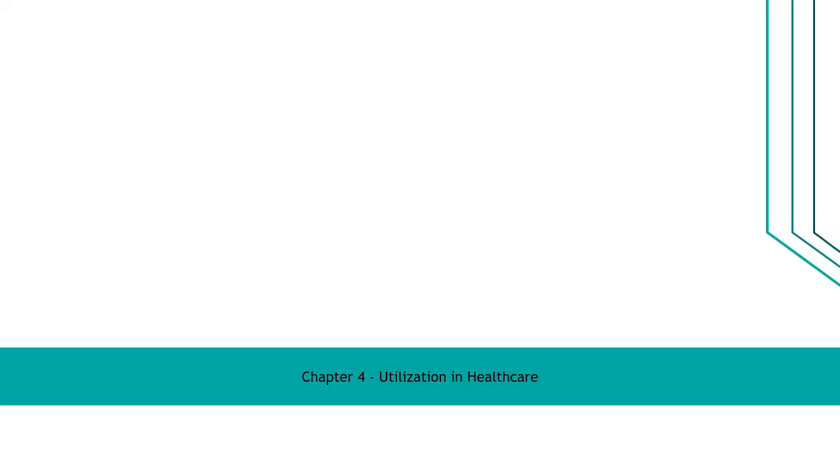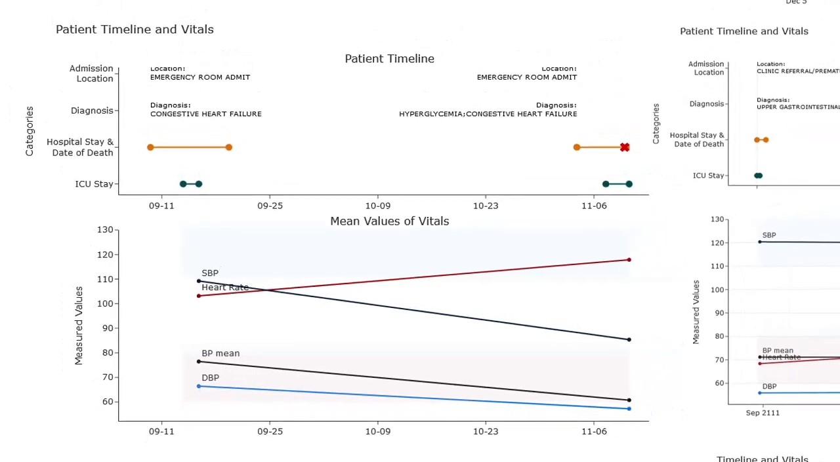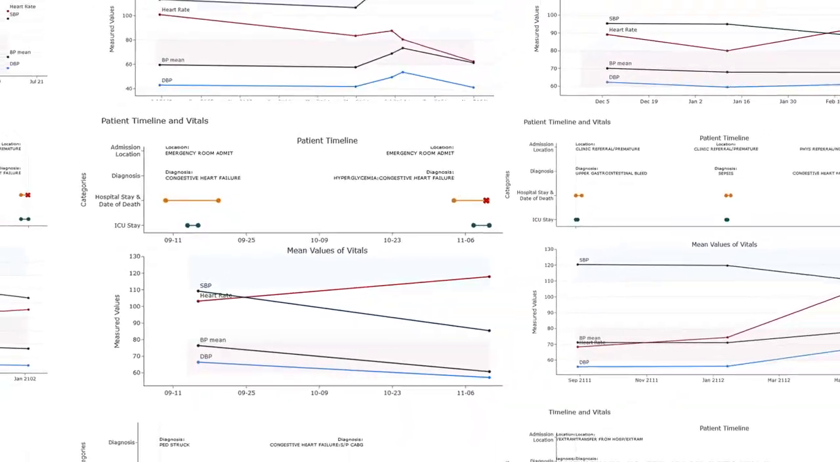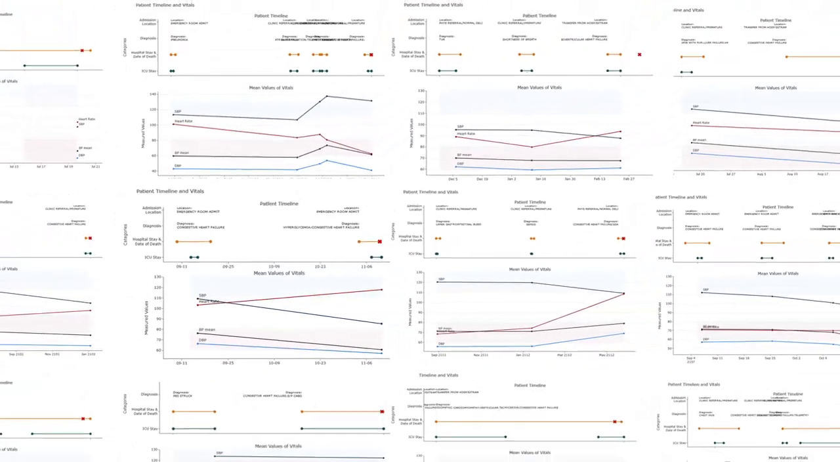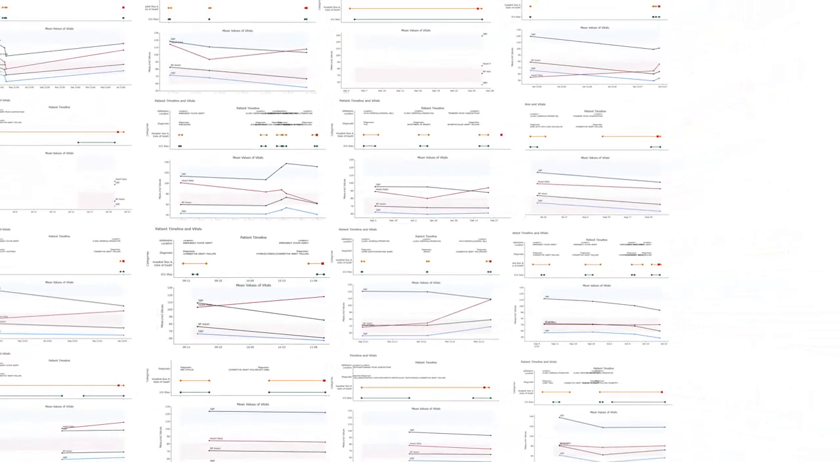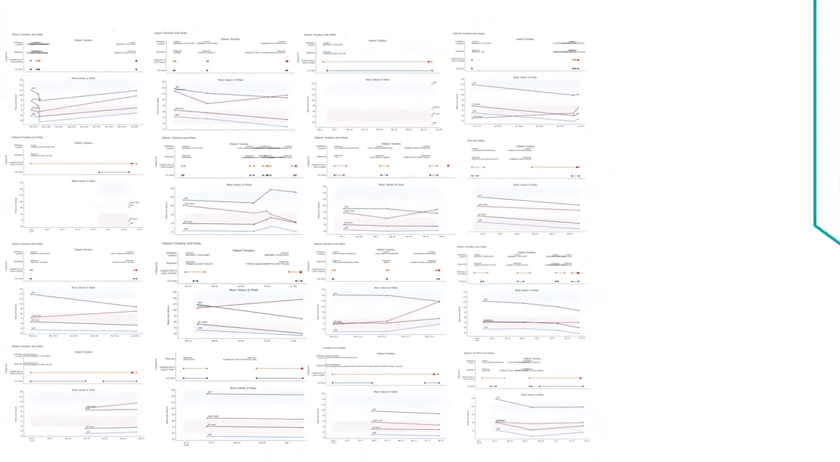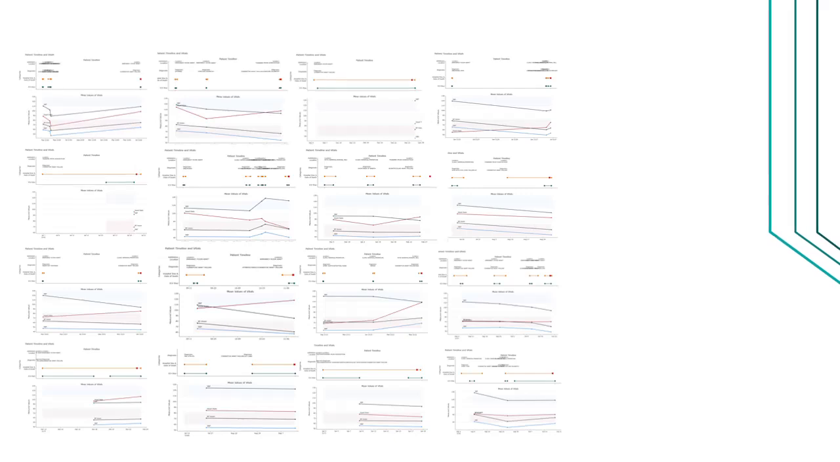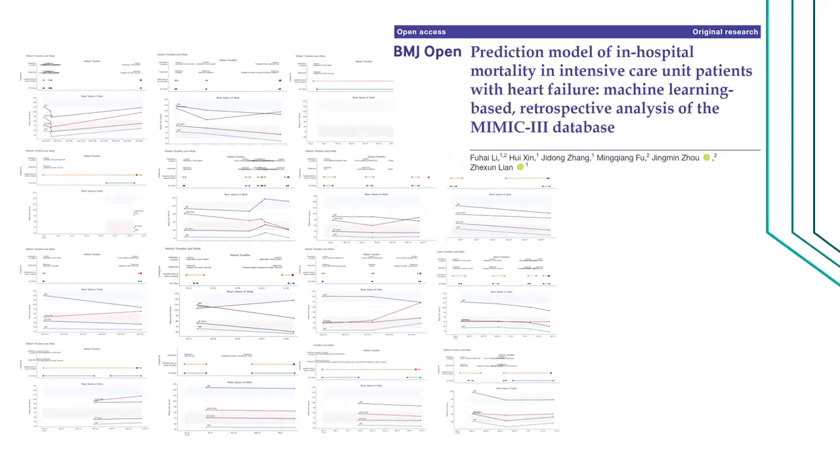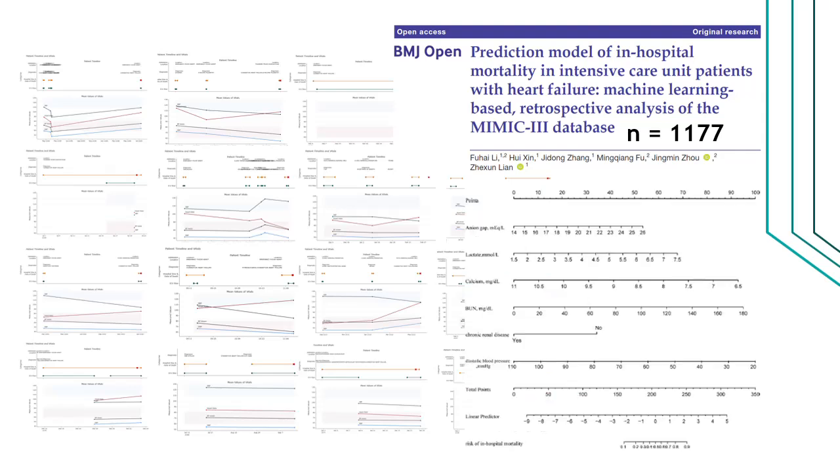Utilization in healthcare. Instead of focusing on a single patient, we can also analyze a cohort of patients. This highlights one of MIMIC-3's key applications, predictive modeling and mortality prediction in healthcare. For example, Lee et al. used MIMIC-3 to develop a prediction model for in-hospital mortality among heart failure patients. They included 1,177 patients and created a nomogram as a bedside tool for quickly identifying critical conditions.